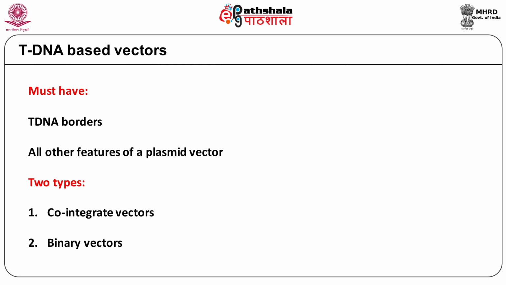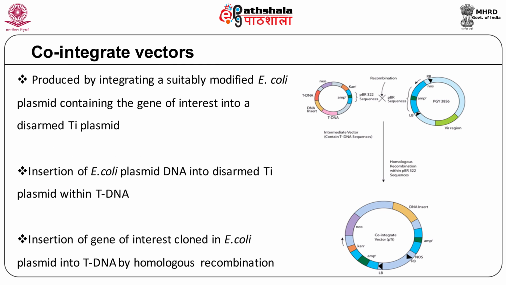All other features are those of a plasmid vector. These vectors are of two types, cointegrate vectors and binary vectors. The cointegrate vectors are produced by integrating a recombinant E. coli plasmid containing the gene of interest into the Ti plasmid. A recombinant plasmid is generated in E. coli, which is then mobilized into Agrobacterium containing a disarmed Ti plasmid carrying a part of the E. coli plasmid DNA within the T-DNA borders. Generally, the T-DNA oncogenes are replaced with sequences from the E. coli plasmid along with the selectable marker genes for both Agrobacterium and plants.